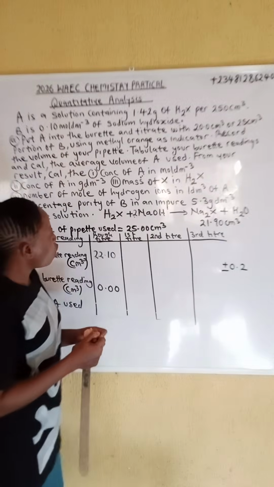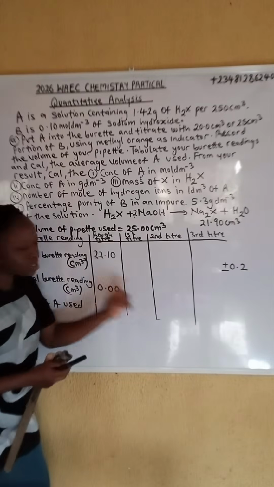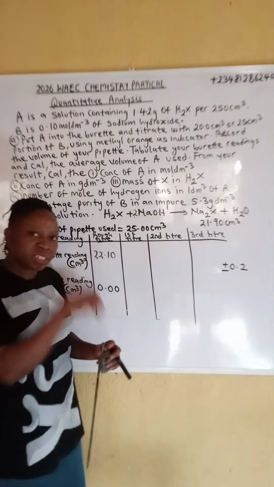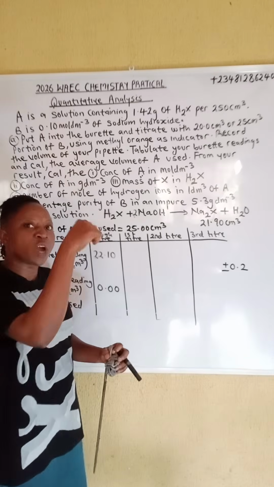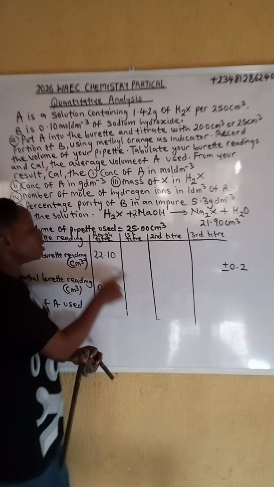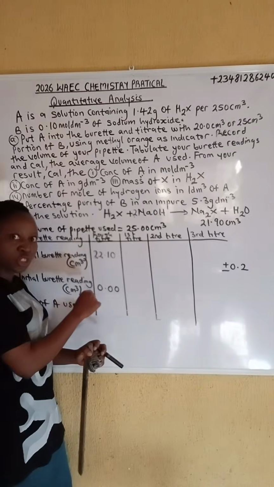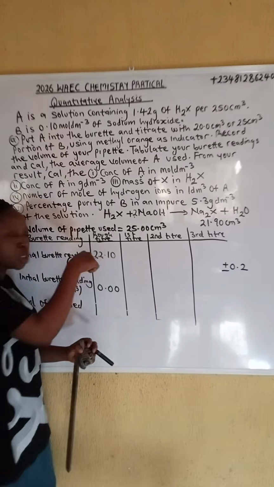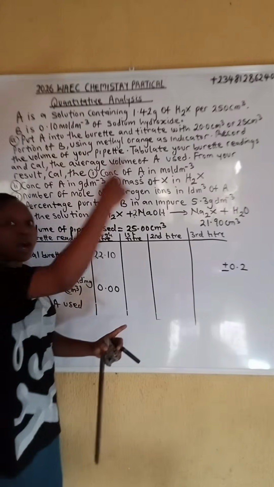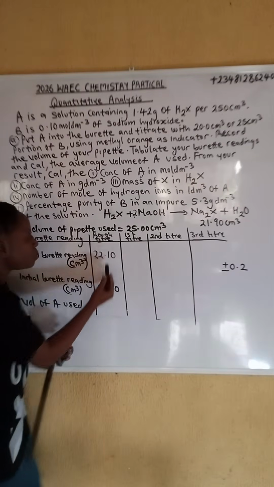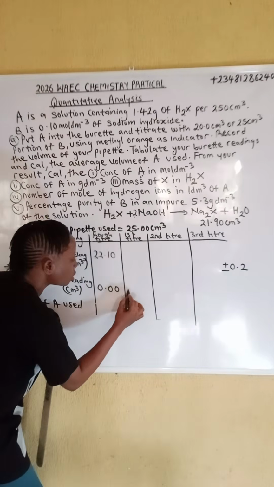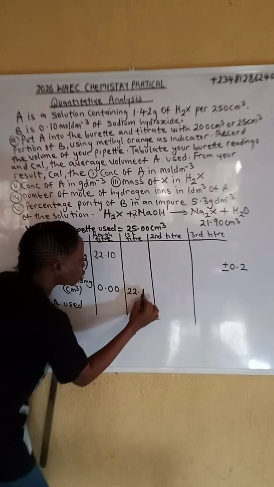22.10. Now, let's move to the next column, the next titration. My initial reading for the next titration will be where I stopped from the first titration. So I'm going to make use of the remaining acid in the burette to carry out the next experiment. So my initial reading, that is where I stopped here, will be 22.10.